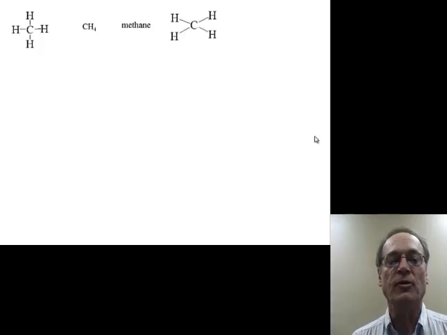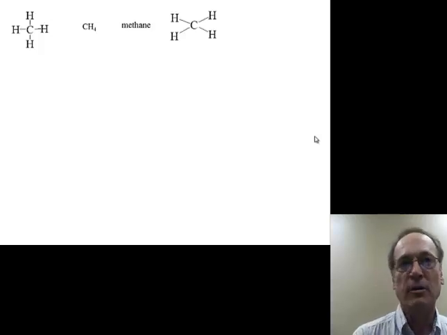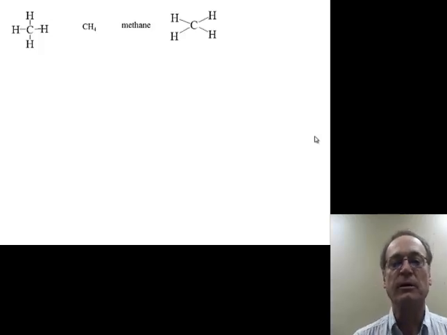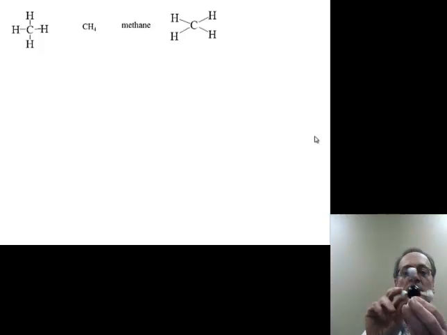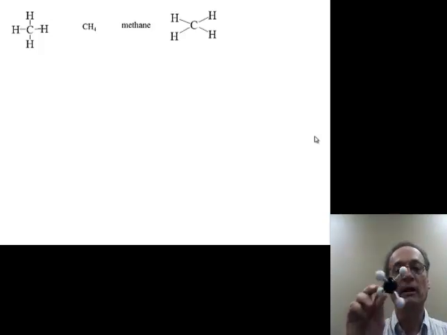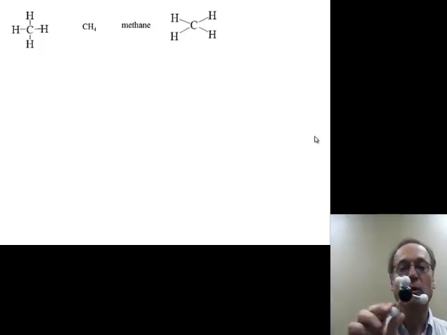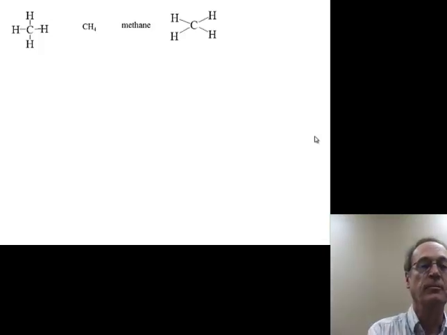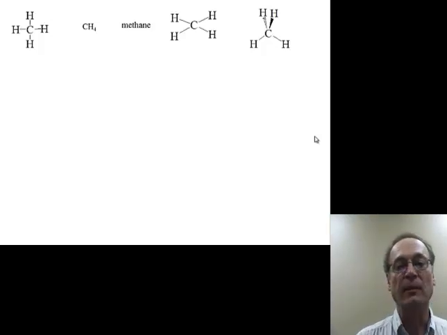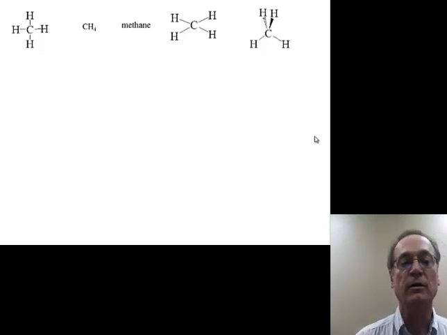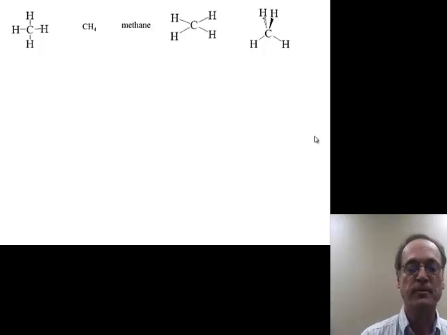Now, the question is, can we draw it any other possible ways? Well, here's a possibility. Is that a different compound? Well, let's look at the model and notice that there's really only one way you can have a carbon and 4 hydrogens. So whether you draw it the first way or the second way or this way, drawing it more realistically in a tetrahedral format, it's still the same compound. So really just 1 compound, formula CH4.